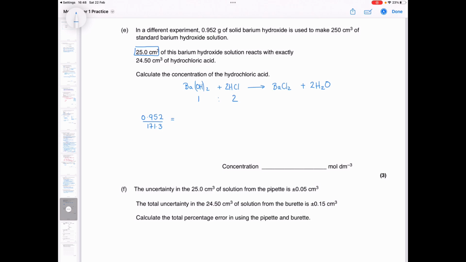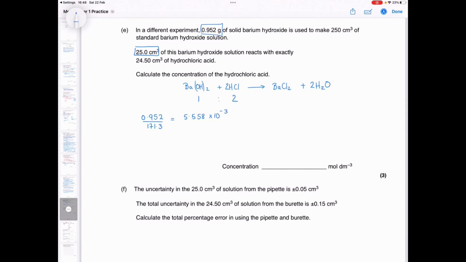Let's see, we'll make my calculator come on. It's gone off. Is 5.558 times 10 to the minus 4 or minus 3. And then that's the amount that is in 0.952 grams.